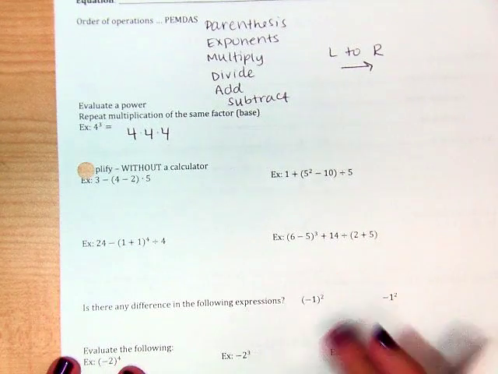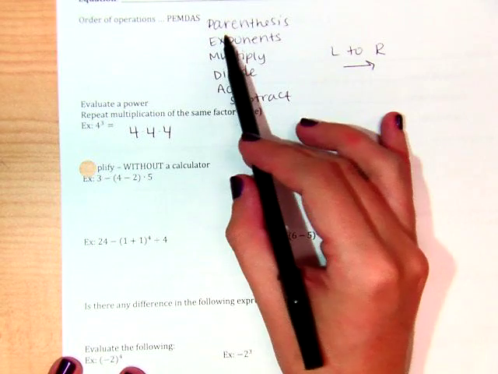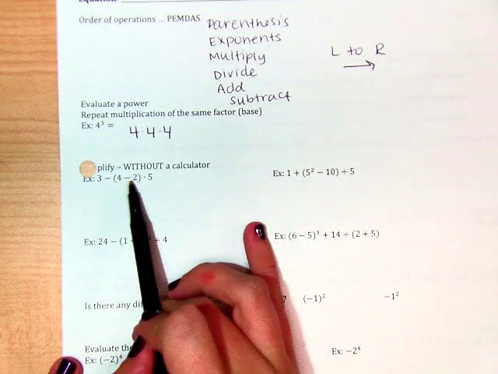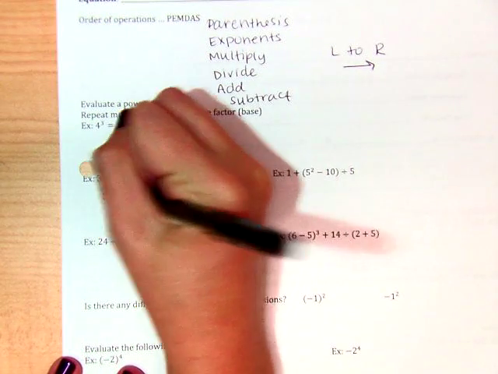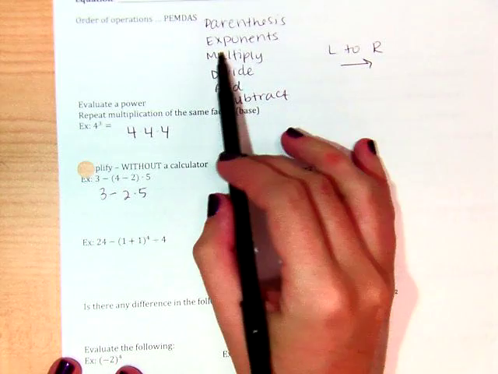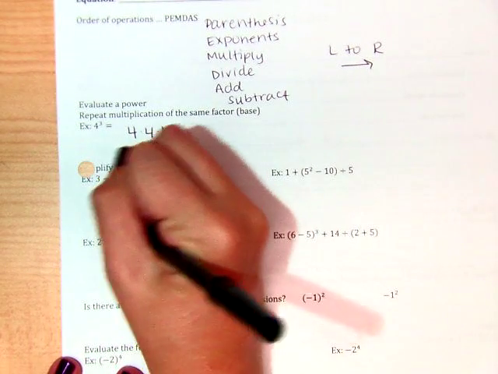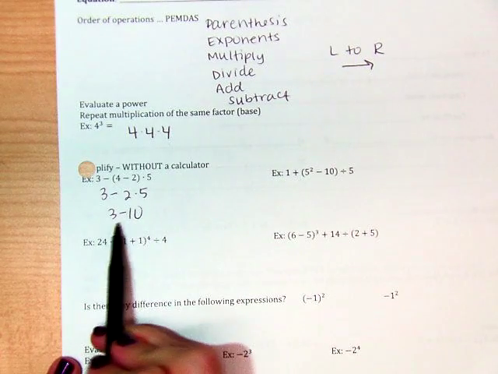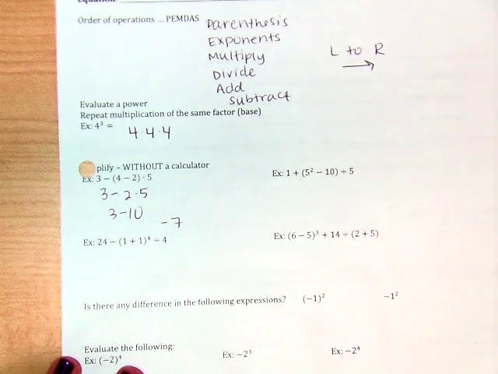So we're going to simplify a couple using our order of operations. First thing we're going to do is do this parentheses. So we have 3 minus 2 times 5. Then we go down to multiply. So we have 3 minus 10. And lastly, subtract, which gives us negative 7.